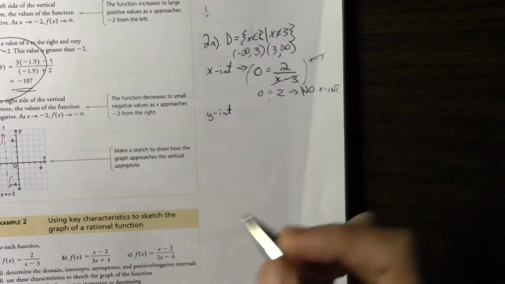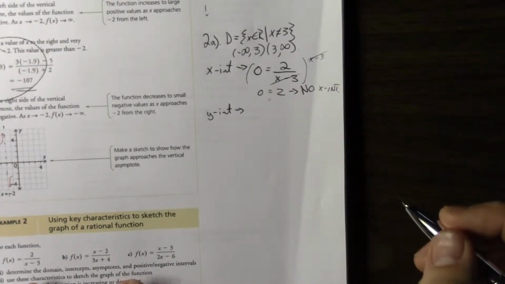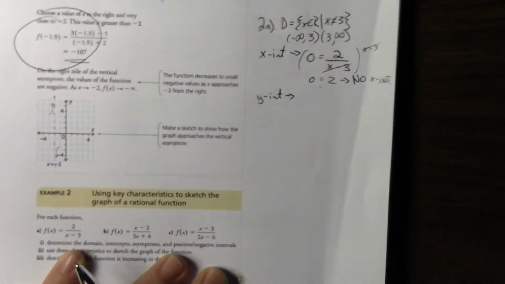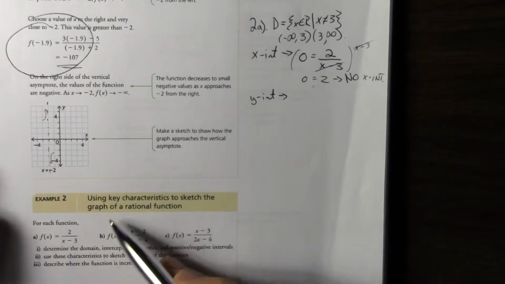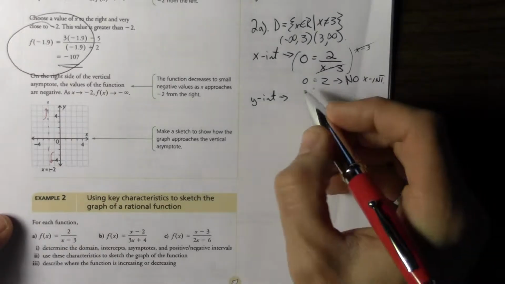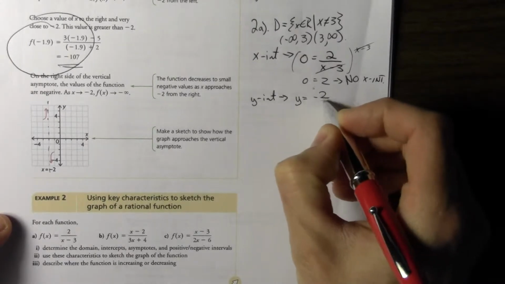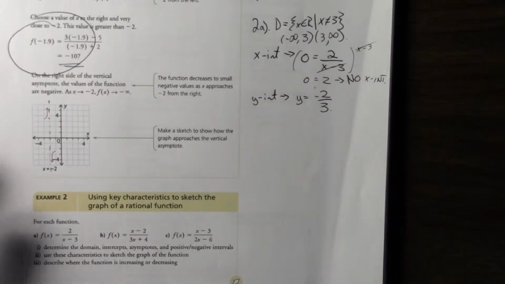So our y-intercept now. Alex, what's our y-intercept? You plug 0 into x, so isn't it just 0? No. Oh, sorry, it's 2 over 3. No. Negative 2. My bad. Okay. Any questions on that one? Alright, we're good there.